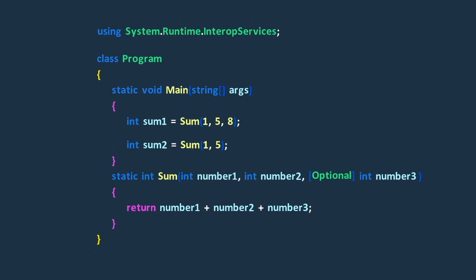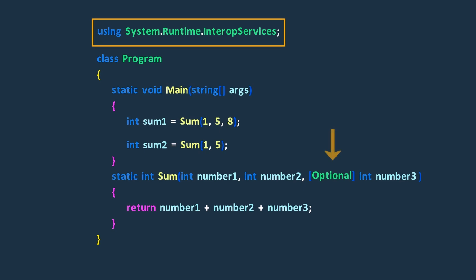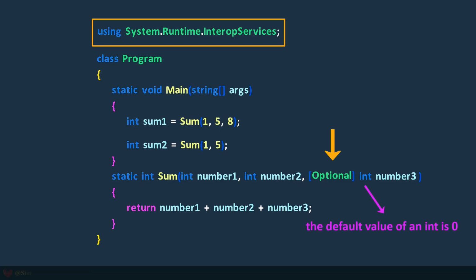Alright, there is another way to make use of optional parameters, and that is by using the optional attribute. We'll talk more about attributes in the future, but for now, here's what you should know. To use this approach, we need to import this namespace. After that, here, we add the optional attribute enclosed in square brackets. You should know that when using the optional attribute, the parameter will have a default value based on its type. In this case, the default value is 0.